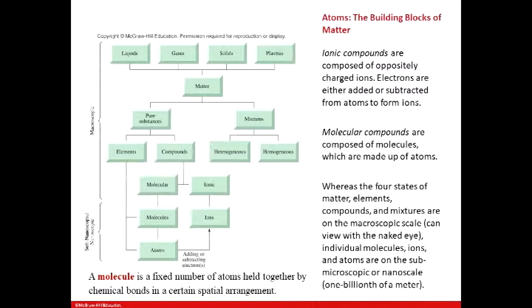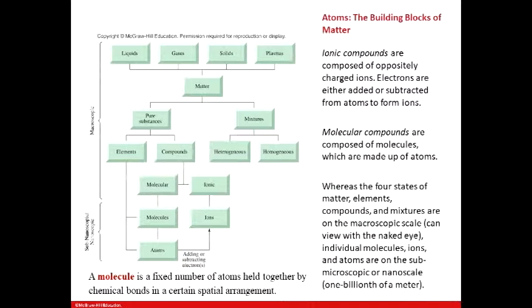So let's read through the verbiage on the right. Ionic compounds are composed of oppositely charged ions. So we have these ions that are positively charged and negatively charged. Those are oppositely charged ions. So when we think of ionics, we think of positive charges and negative charges. Electrons are either added or subtracted from the atoms to form ions. You'll learn more about how to do that and exactly what that means in some of the other lectures to come.